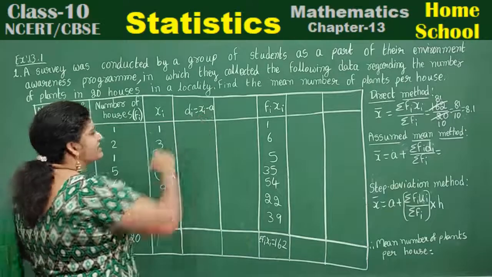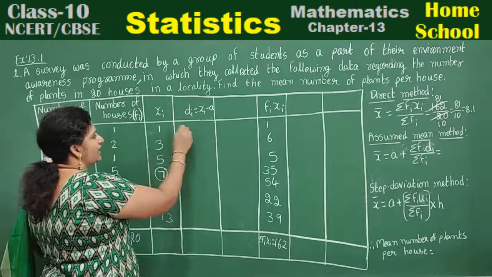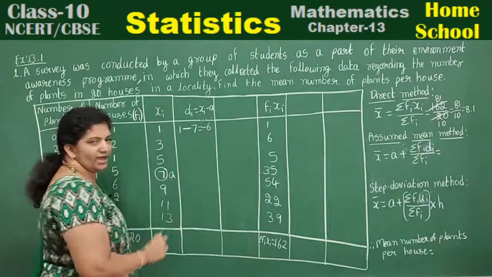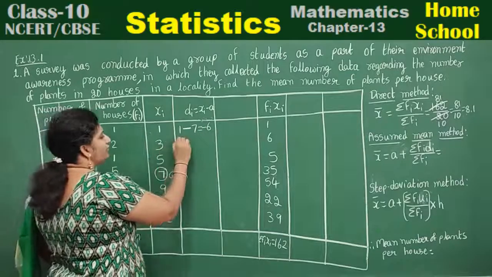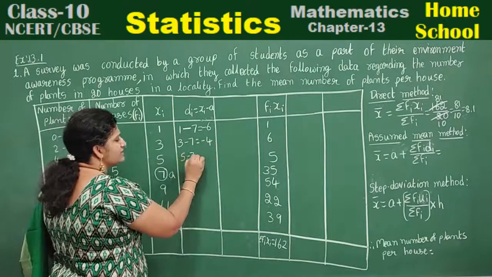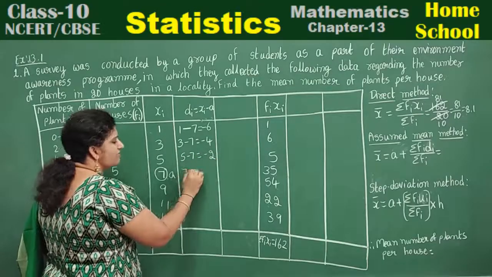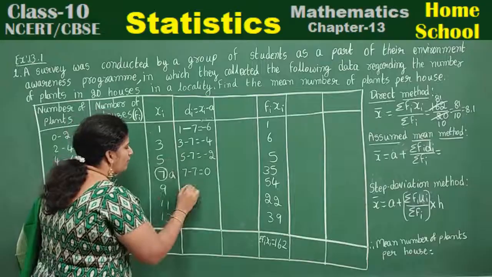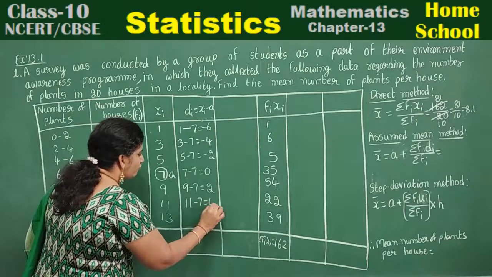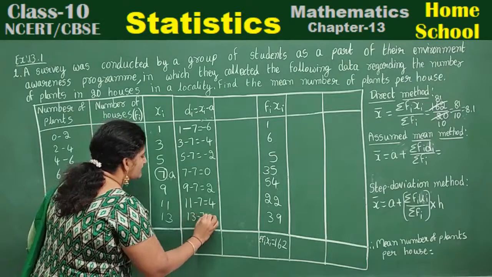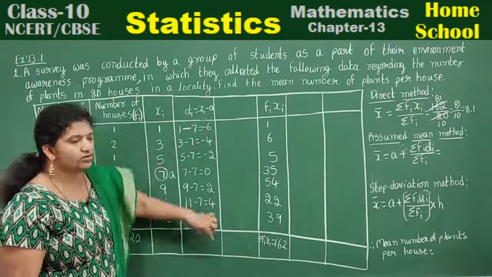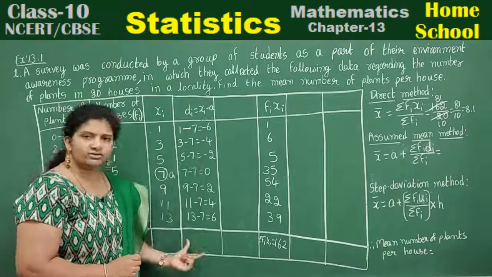Now, xi minus A. Calculate deviation. xi 1 minus A value is 7. 1 minus 7, minus 6. Next one. 3 minus 7, minus 4. 5 minus 7, minus 2. 7 minus 7, 0. 9 minus 7, 2. 11 minus 7, 4. 13 minus 7. How much it will be? 6. Right? Only this number if you written also, no problem. If you continue complete also, no problem.